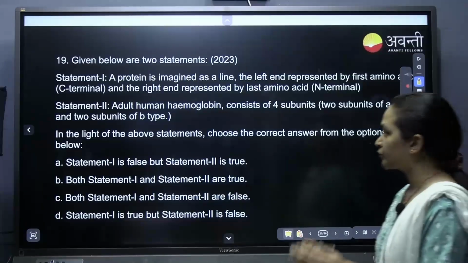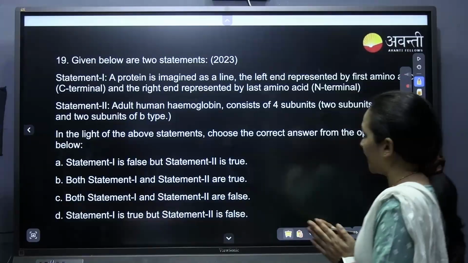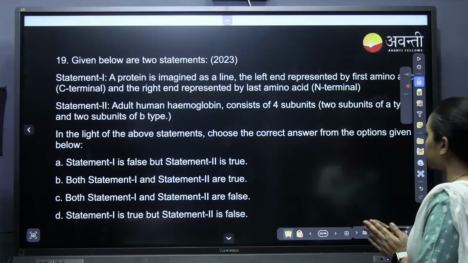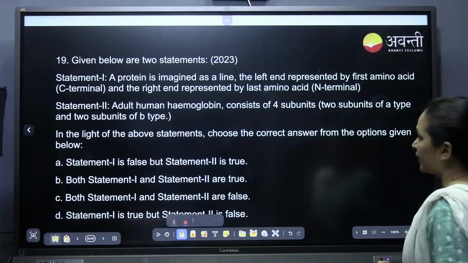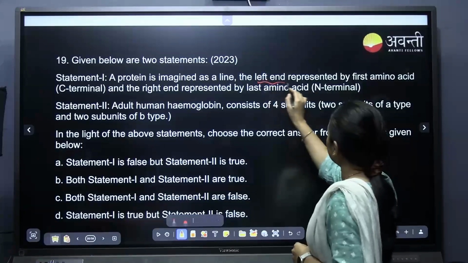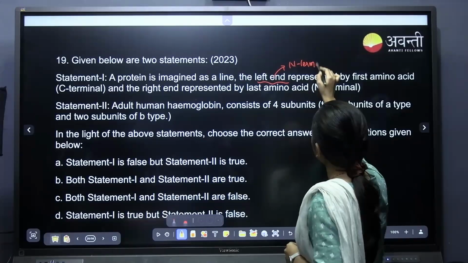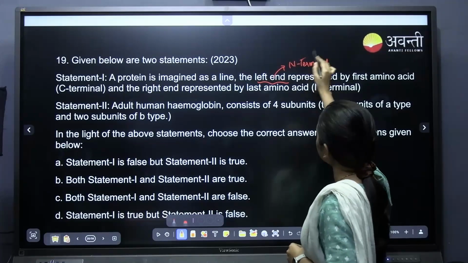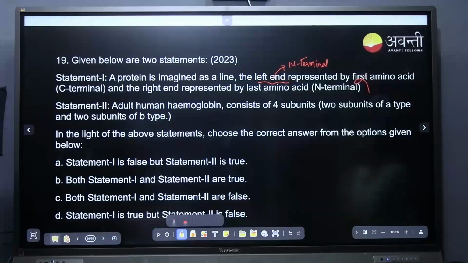Now coming to the statement based questions. Statement 1. A protein is imagined as a line. The left end represented by the first amino acid, C terminal. No, the left end is the N terminal, not the C terminal. So which makes this statement a wrong statement.